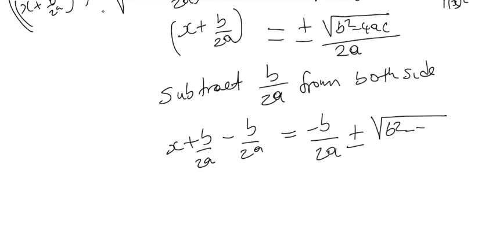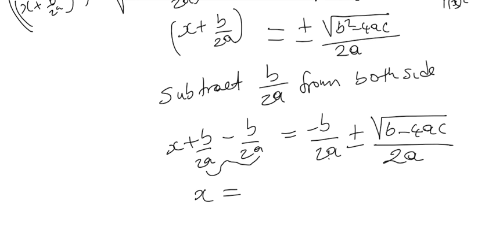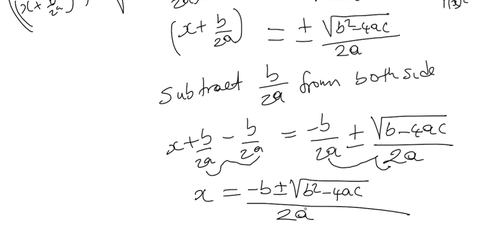divided by 2a. Alright, so this one's cancelled here, these two cancel, so you're only left with x equals, and then here what you can see is they have both the same denominator, so that means we can write it as one fraction, which is minus b plus or minus the square root of b squared minus 4ac divided by 2a, which is, voila, what you call the quadratic formula.